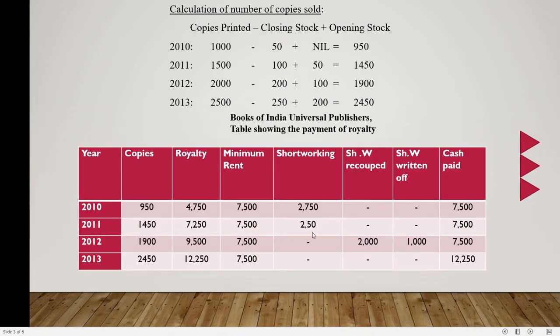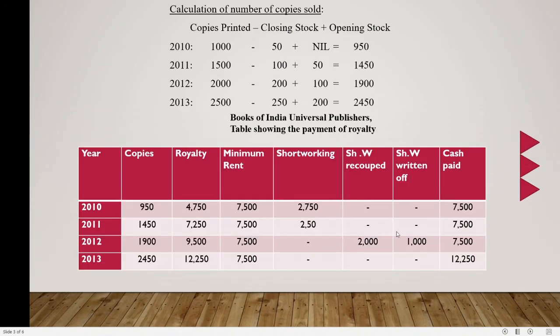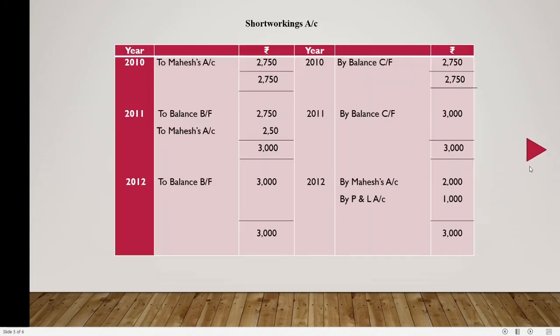In 2012, there is recoupment of short working. For recoupment of short working, the entry is lessors account debtor to short workings account. So credit side of short workings account, by Mahesh account 2,000 short working recouped, and short working returned 1,000. For short working returned, the entry is profit and loss account debtor to short workings account. So credit side of short workings account, by profit and loss account 1,000, total 3,000.